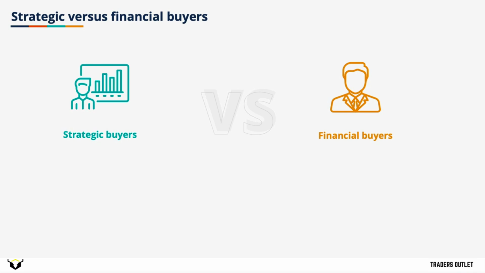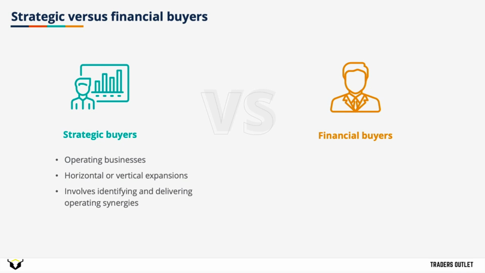Broadly speaking, there are two types of buyers in mergers and acquisitions: strategic buyers and financial buyers. Strategic buyers are other operating businesses, and they're typically looking to expand, either vertically into a new area of the market or horizontally to get more market share in the same market. They're also looking to achieve operating synergies, which can be in the form of cost savings or revenue enhancements. So really two categories here for the strategic rationale: expansion and synergy.